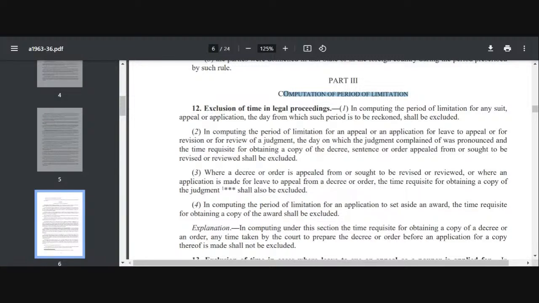So please see that the time period we are requiring here means there should be no delay, and you have to calculate your time period by following the rule given in section 12. That means you have to exclude the day on which the period of limitation reckons or starts, and you have to exclude some time periods, like the time for obtaining a copy of the award, judgment or decree. All this is also excluded. Now come to section 13.